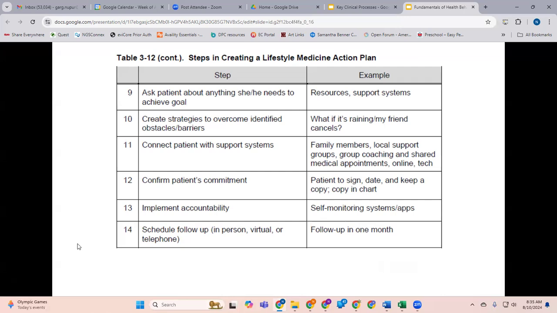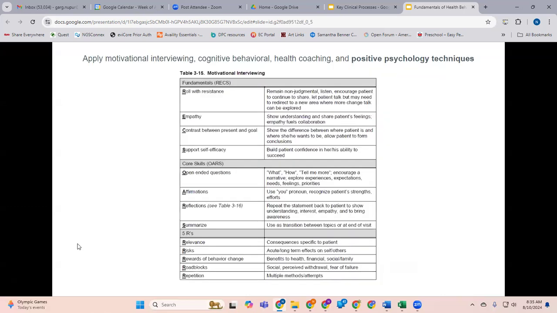Confirm patient's commitment. Again, evidence is inconclusive about getting a contract signed. Implement accountability. So how can you actually track it? So the tracking piece is there too. What are you going to use to track what you're doing? And then schedule the follow-up, which is in 1 month typically. Apply motivational interviewing, cognitive behavior, health coaching, and positive psychology techniques. Again, we are going to be talking about motivational interviewing and cognitive behavior at length right now.